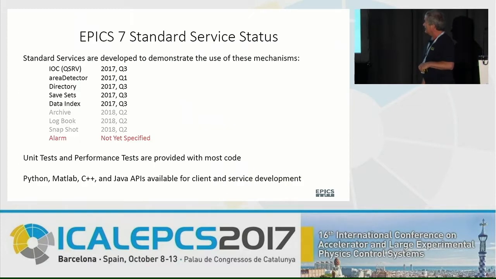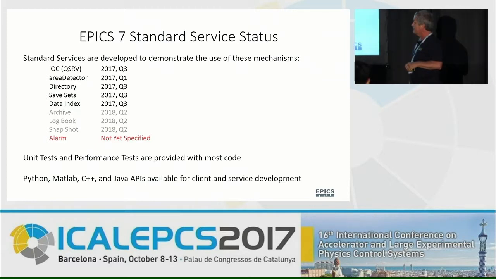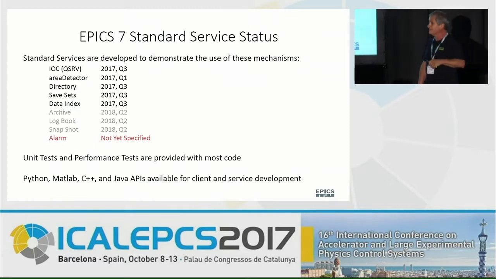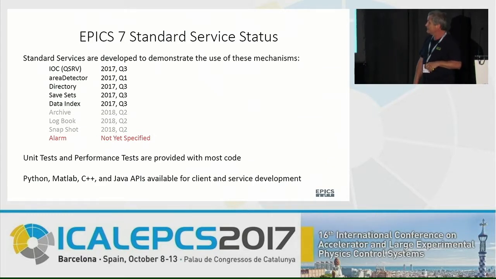And on the service side, the IOC is running with PV access and the extended metadata. Area detector is available for integrating your beamline instruments. There's a directory service, save sets for save restore, and a data index service to help find your data. And we have 3 other services that should be finished Q2.